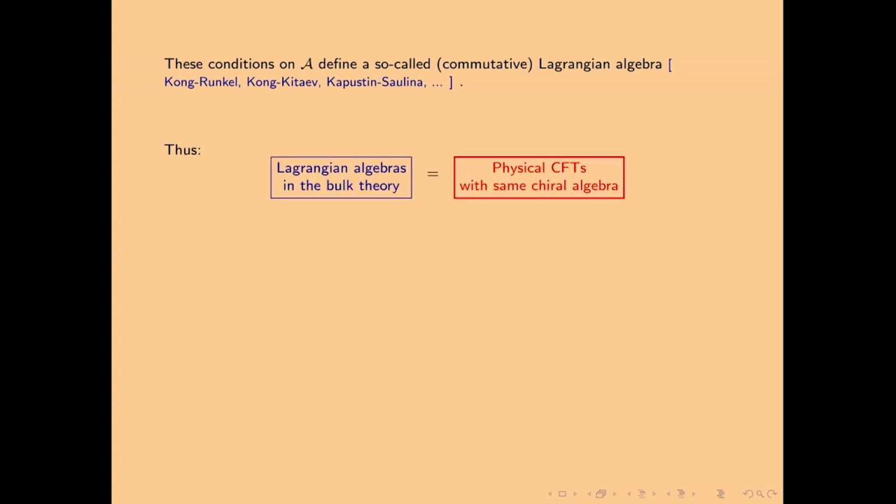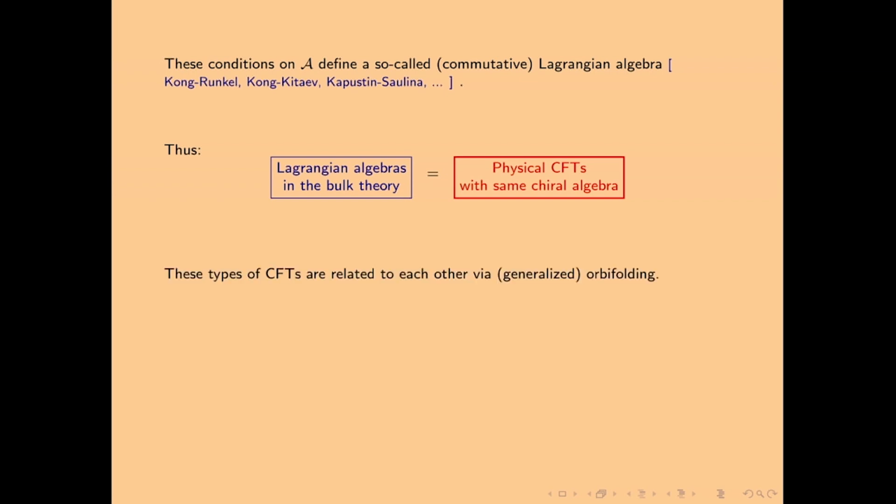And if you want the dictionary now, is that this Lagrangian algebra, so these choices of objects, are just the physical CFTs which share the same chiral algebra. So they're just related by some orbifolding. That's the basic idea. Sorry, but lost.